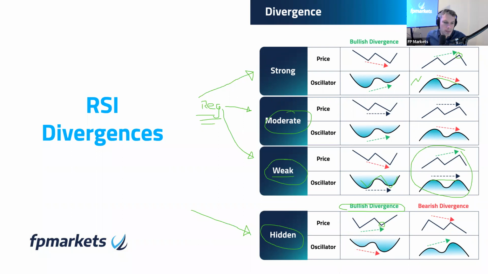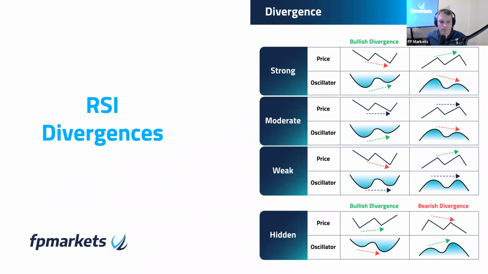So look, it's important to keep in mind that regular divergences are possible signals for trend reversals, while hidden divergences focus more on continuation. Just bear with me, guys, I'm just trying to move my pen out of the way. There we go. Yes, so hidden divergences signal trend continuation, and regular divergences focus more on trend reversals or considerable reactions.